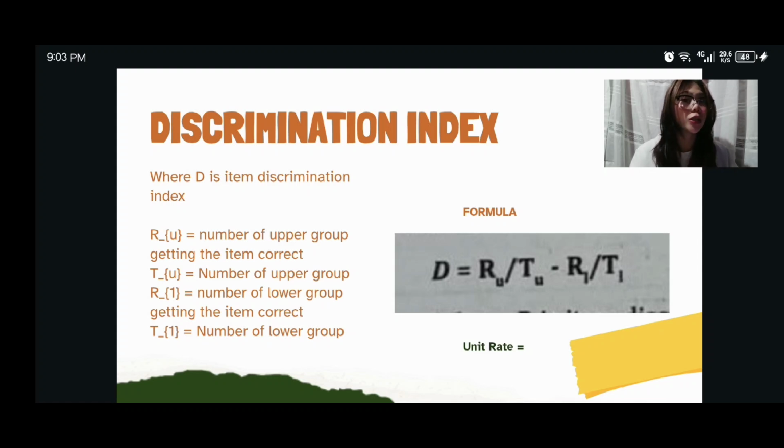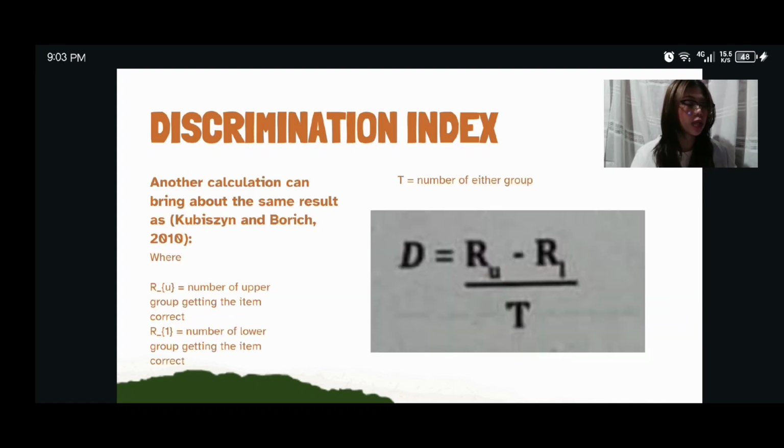So next we have another formula, which is D equals RU minus RI over T. We all know that D represents the item discrimination index. RU is the number of students in the upper high scoring group who got the item correct, RI is the number of students in the lower or low scoring group who got the item correct, and T is the number of students in either the upper or the lower group.